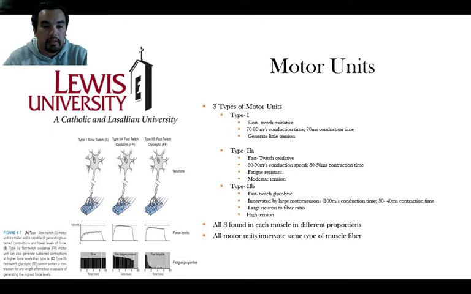It's typically a 70 to 80 meters per second conduction. Okay, and so it's a little slower, and it's about a 70 millisecond conduction time. So the time it takes for that actual signal to happen is a little slower as well. Okay, so we don't really generate much tension with these muscle fiber types. They're better at just doing slow repetitive movement over time.